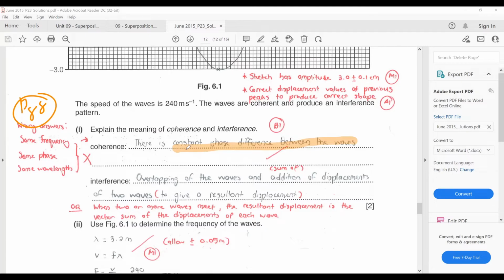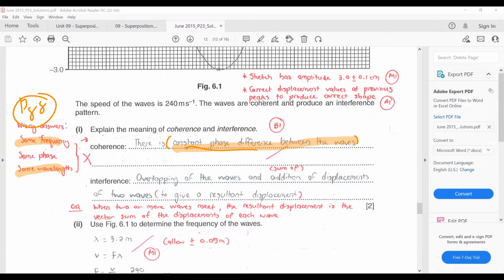All right. Now, when we ask you to explain coherence, don't say the waves have same frequency, same wavelength, same period, same speed, and whatever. Okay. The formal definition of coherence is strictly this: constant phase difference. It's because you have constant phase difference that you get same frequency, same period, same wavelength, same speed, and whatever. Okay, so just remember this. Coherence is always just constant phase difference.